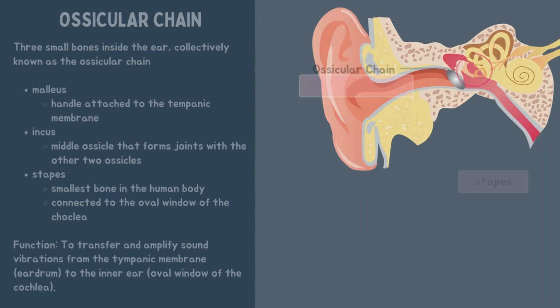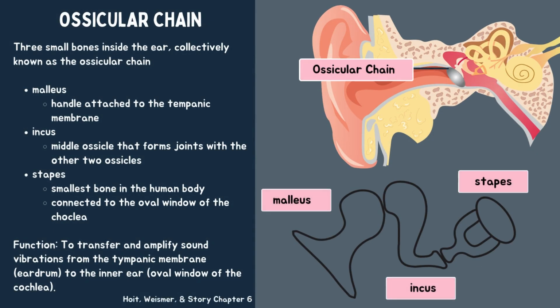ear. The bones in the middle ear are made up of three little bones that are collectively known as the ossicular chain. You could see it circled on the top graphic where it's located within the middle ear, with a bigger graphic on the bottom.